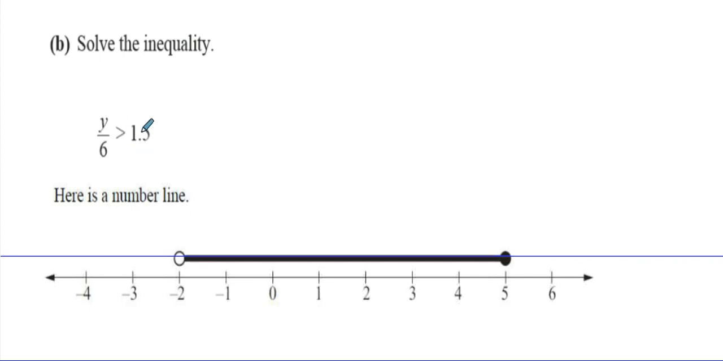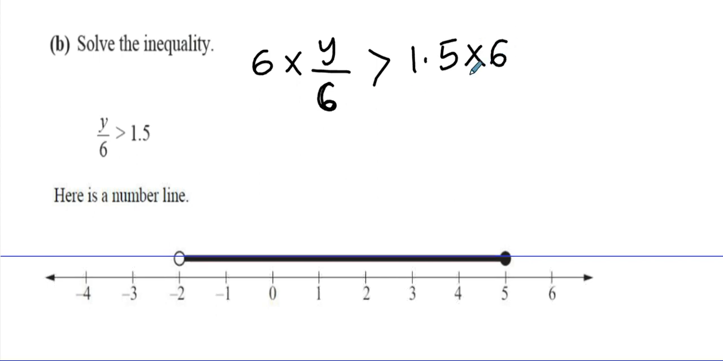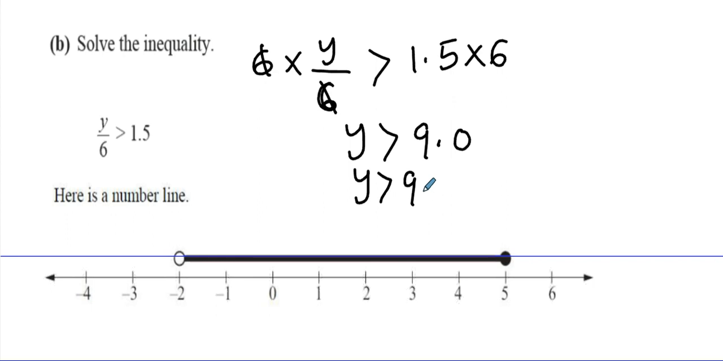We have another question here, which is solve the inequality y/6 is greater than 1.5. Now we have a denominator here, so what we do, we remove this denominator by multiplying by 6 on both sides. You multiply by 6, this and this will cancel, and therefore you are going to remain with y is greater than, then 1.5 times 6, this will be 9.0. So y is greater than 9.0, which you can cancel. That is simply 9.